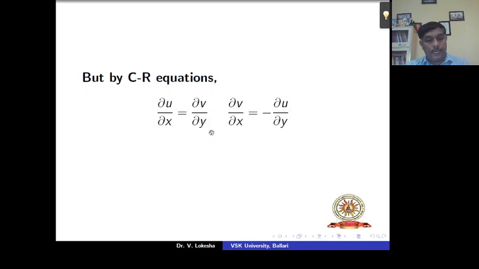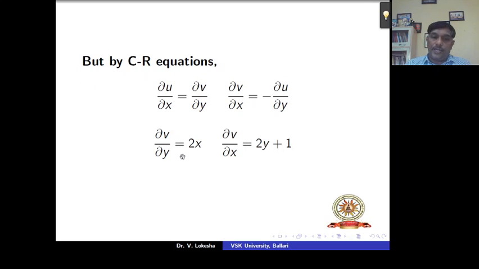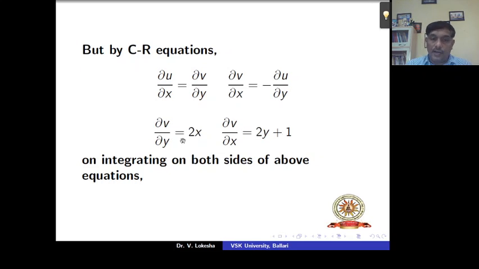to ∂v/∂y, and ∂v/∂x is equal to minus ∂u/∂y. Then here ∂v/∂x is equal to 2x because we can find the harmonic conjugate of the other. That's why ∂v/∂y is equal to 2y plus 1, negative sign. Here we can integrate both sides of the above equation, with respect to y here, and with respect to x here.